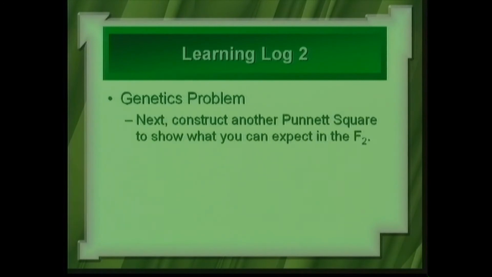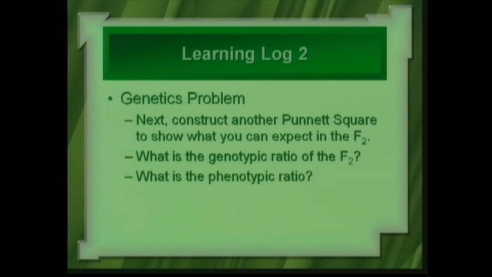Next, second part. Construct another Punnett square to show what you can expect in the F2 generation, or the second filial generation. What is the genotypic ratio of the F2? You must actually give me the numbers as well as the symbols. What is the phenotypic ratio?